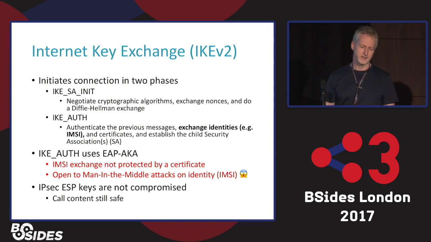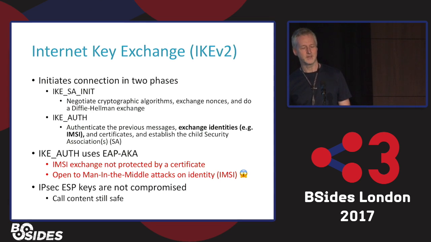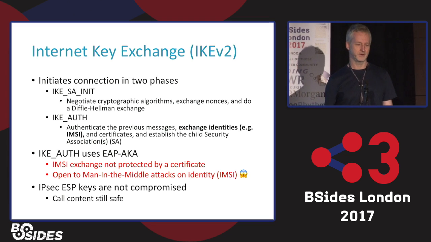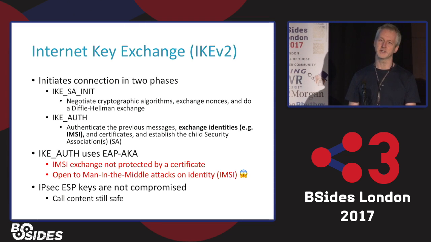But unfortunately, the Diffie-Hellman exchange isn't actually protected by a certificate. It's not authenticated. So essentially, it's open to a man-in-the-middle attack. So you can set up a malicious endpoint and just do a DNS redirect for the Edge Packet Data Gateway, and you then pretend to be the Edge Packet Data Gateway, and you catch the IMSI again, the second technique.